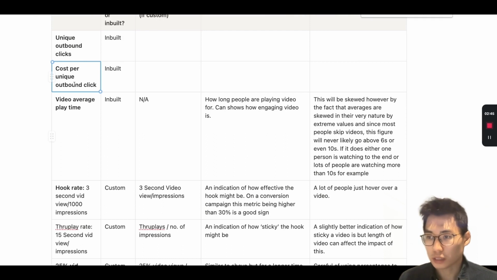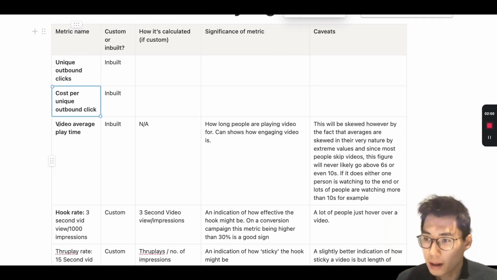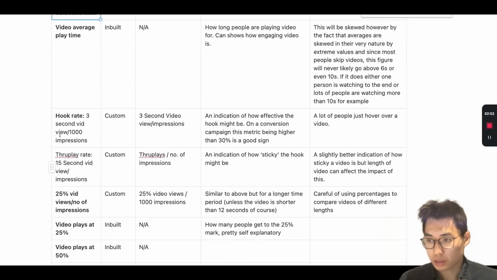And you also have these, which are not relevant to the video itself, but I'll talk about the relevance of that later on. Then we have all the video metrics that are going to be important.